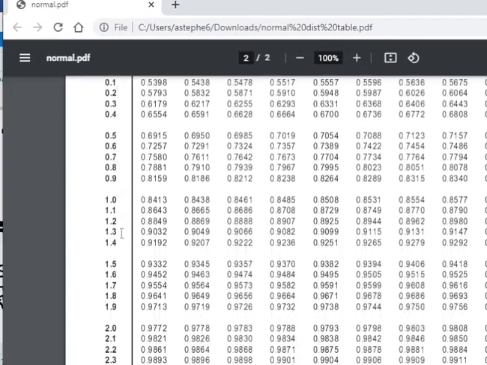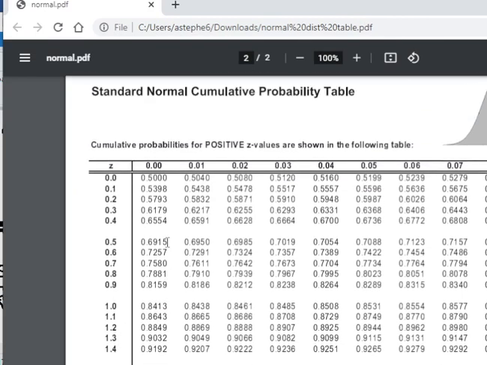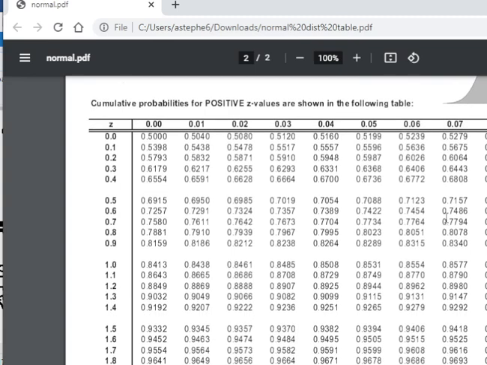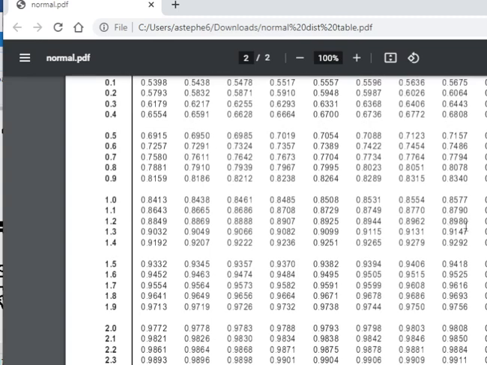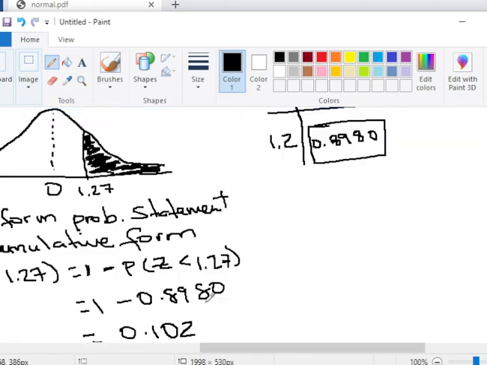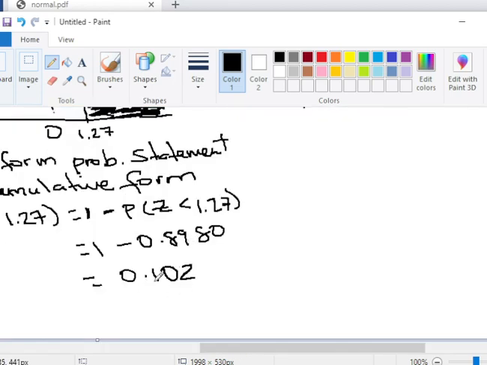Okay, so what we're looking for is Z. We're looking for 1.2. That's the 1.2 right there. Then we go across to the 7, across to here. So 1.2 and 7 gives me this value right here. So that's what I just wrote down. And so we're going to plug that in to our equation from earlier right here. When we do our subtraction, we get 0.102, and that's our answer.